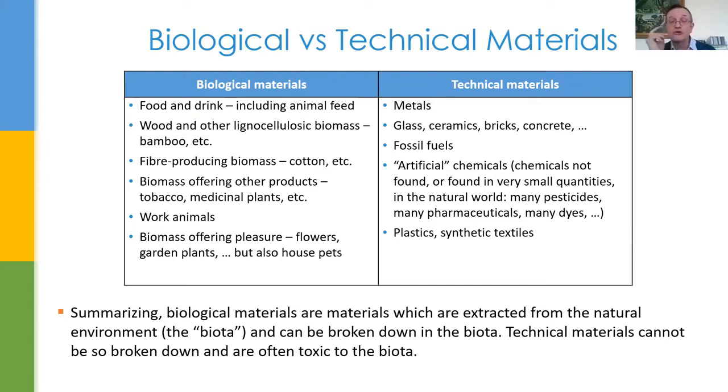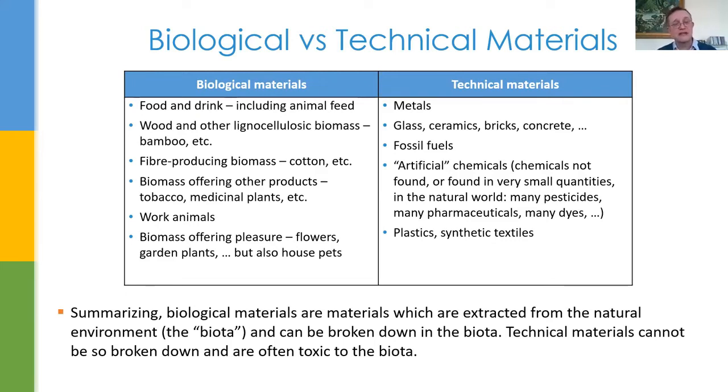Fossil fuels, of course, is a technical material. Artificial chemicals, that is to say chemicals which are not found or found in very small quantities in the natural world. That includes many pesticides, many pharmaceuticals, many dyes. In fact, I would say many of the hundreds of thousands of chemicals in commercial use today are artificial chemicals. They are not chemicals that you will find in the natural environment. And then I would also add to technical materials, plastics and their cousins, the synthetic textiles. And there may be others which I've missed.